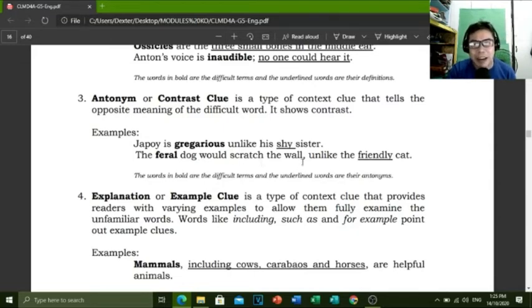So, pag sinabing friendly, di ba? Nahawakan, maamo. But when you say feral, that's the opposite, which is wild, untamed, or unfriendly. Did you get it? Alright. So, let's move on to number 4.